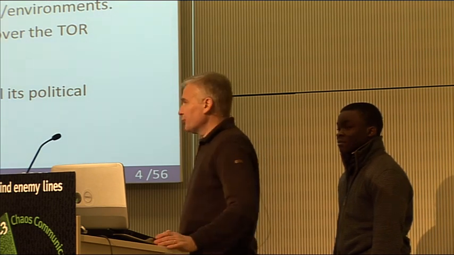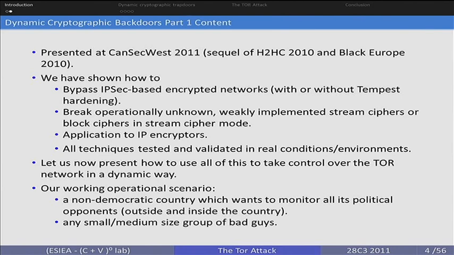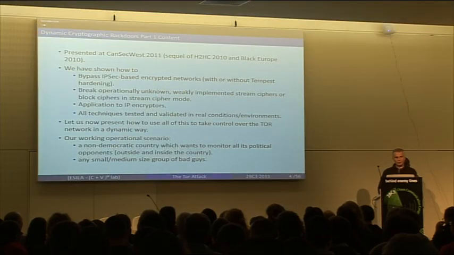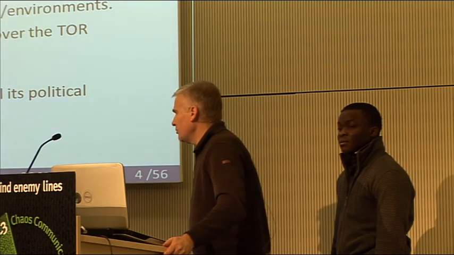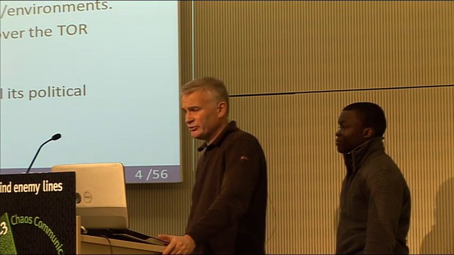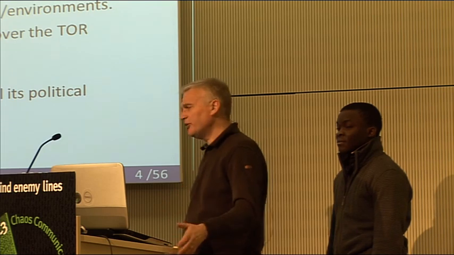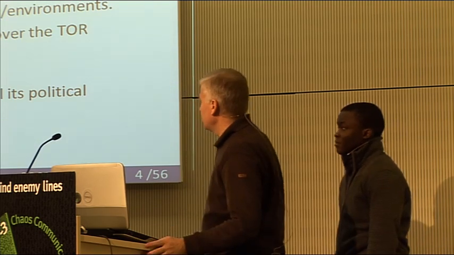And what is very important to stress and to keep in mind is that everything has been tested. We like to go from theory to practical stuff and to verify that everything works. So all these attacks are very efficient. Now we are going to explain how it is possible to apply this kind of technique over an encrypted network like Tor or any other network of this type. So the starting scenario can be an undemocratic country. We want to monitor, not to block. The aim is not to block the network. It's quite the contrary: just to monitor and to survey all the political opponents, whether inside or outside the country, or any small group of bad guys.